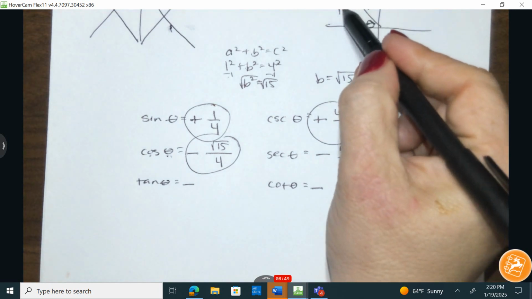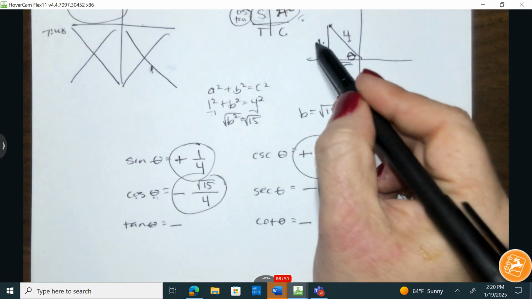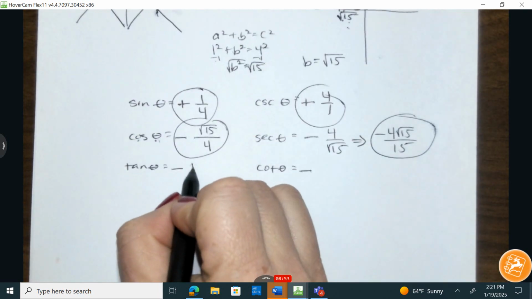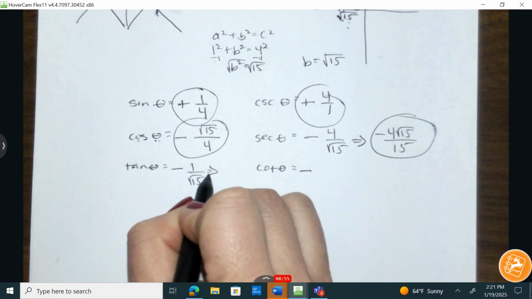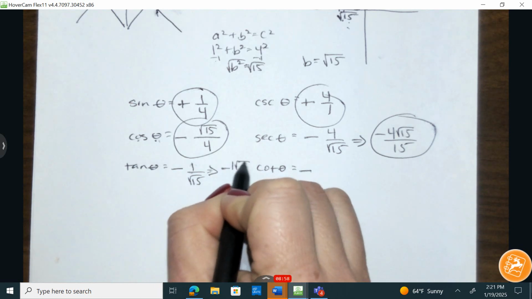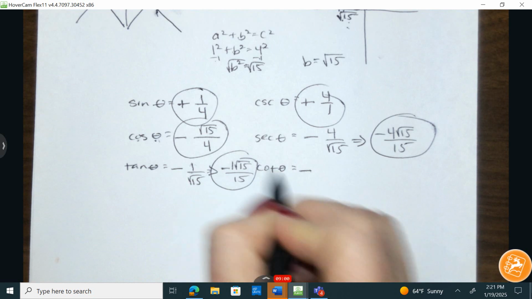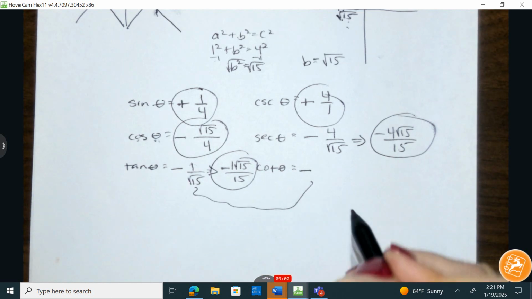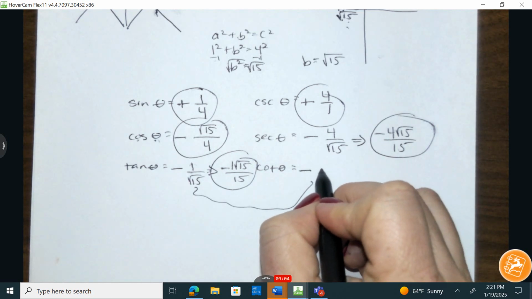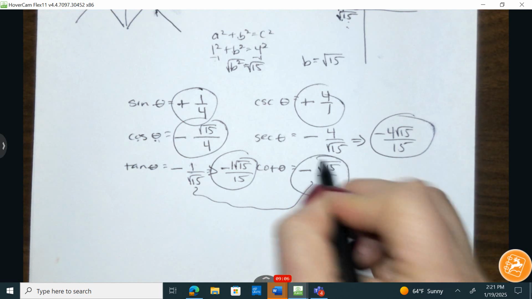Tangent is going to be opposite over adjacent. Opposite over adjacent, so 1 over the square root of 15. Again, proper form would leave us with -1 square root of 15 over 15. And the reciprocal of 1 over the square root of 15 would be negative square root of 15 over 1.